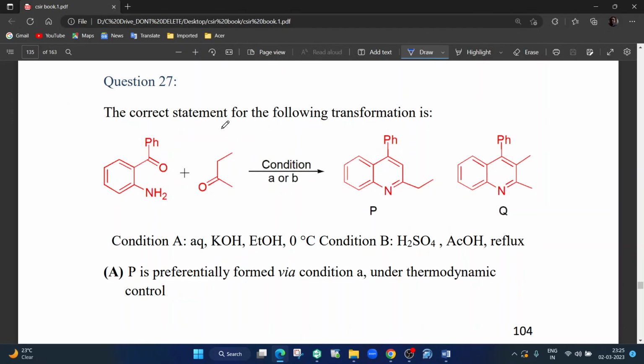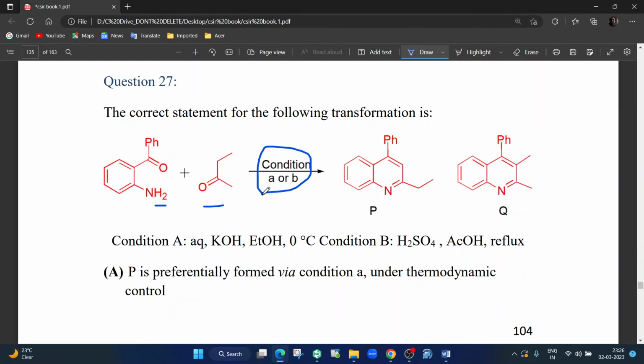So let's start. The first question says the correct statement for the following transformation is, and you are having this molecule where you are having ketone at one end and at the other end you are having amine, right, and it reacts with another molecule of ketone, and then you are getting two products. Basically these two are condensed products. I will show you how they form, P and Q, and it says condition A is there and condition B is there.